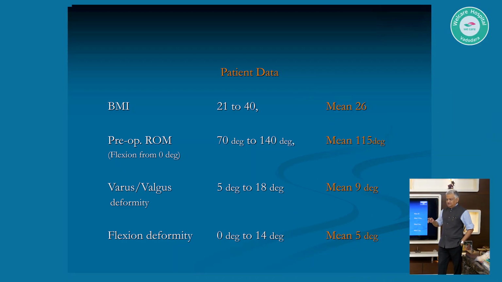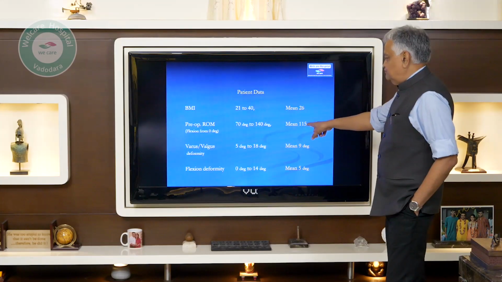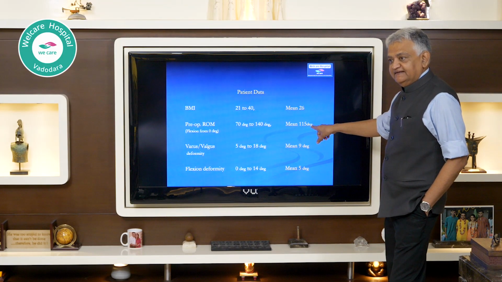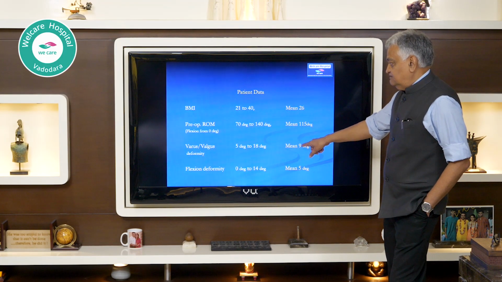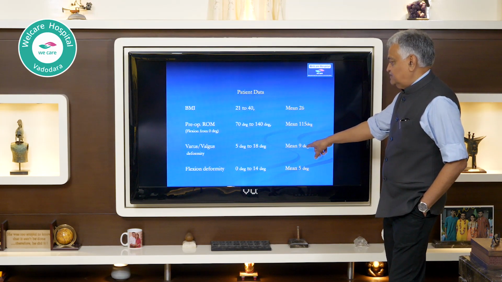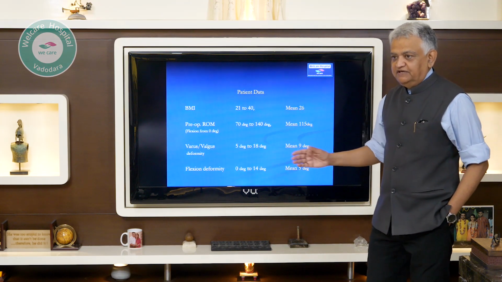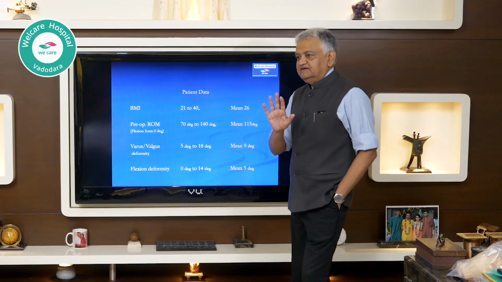So, it was not as if I had a very heavy population, but at the same time, it was not as if I didn't have some who were also heavy. The pre-op range of movement average was 115 degrees. Pre-op. The valgus deformities, they were not severely deformed knees, because I didn't want to prejudice it by going into very severe. But 18 degrees is reasonably good.